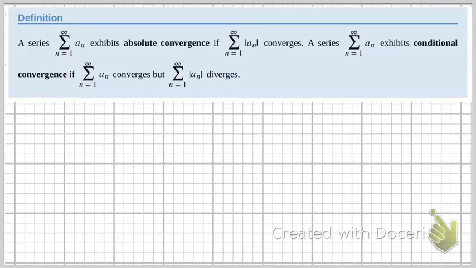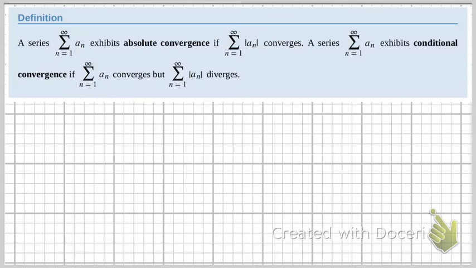So from section 5.5, we have just a few more ideas. Now check out this definition here. It says a series A sub n exhibits absolute convergence if the series, the absolute value of A sub n, converges. A series A sub n exhibits conditional convergence if the series A sub n converges, but the magnitude, or the absolute value of the A sub n of the series, diverges.